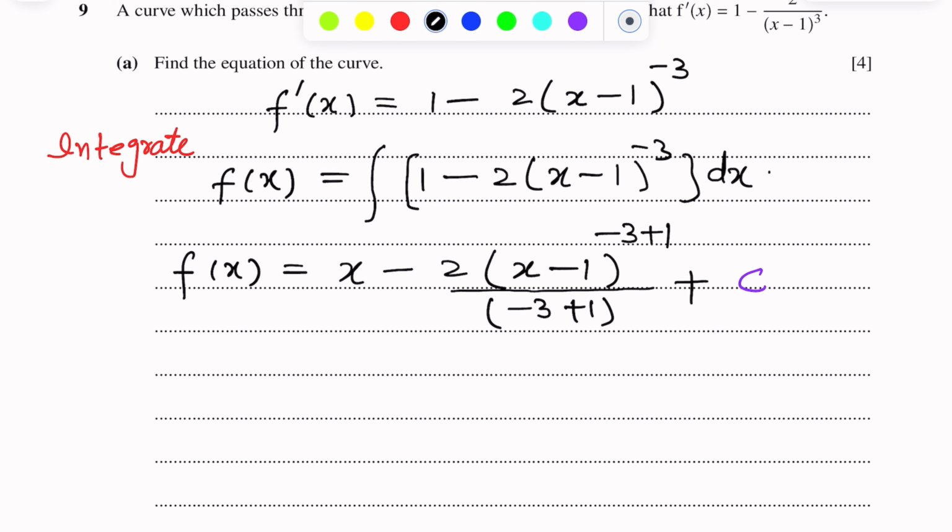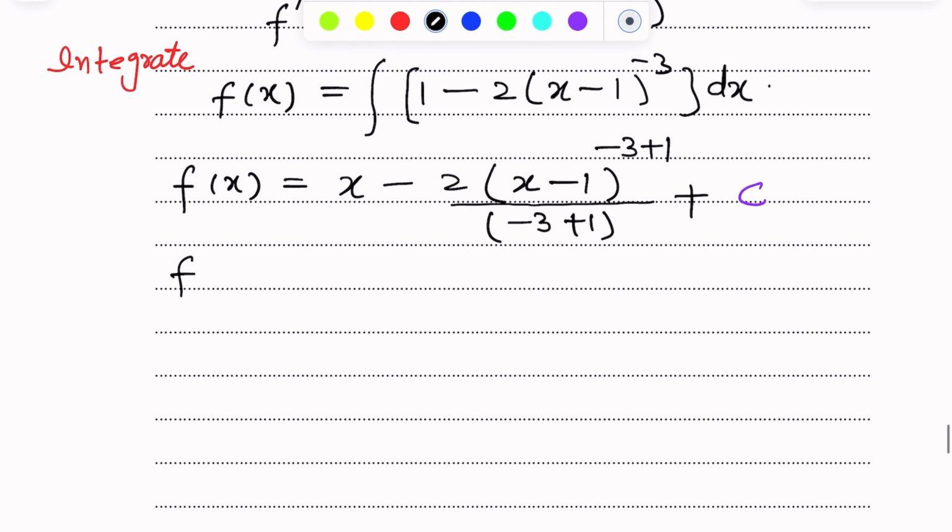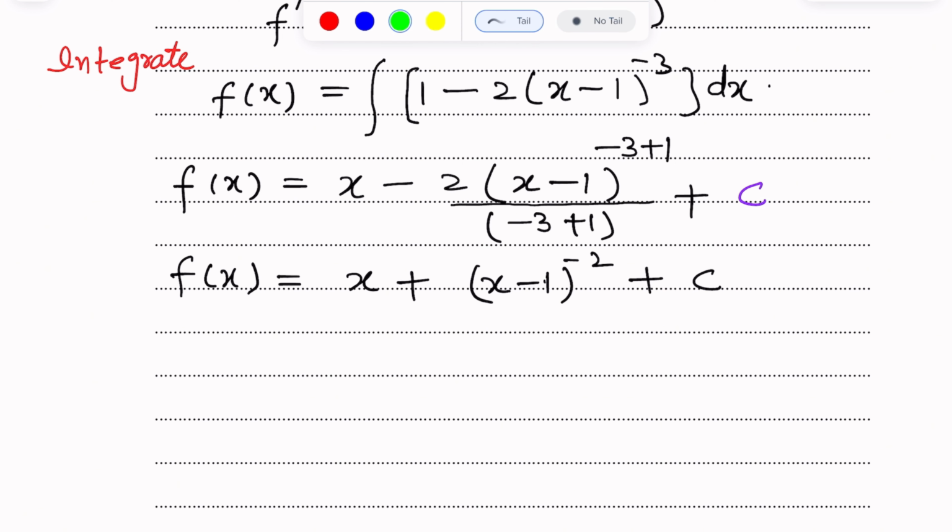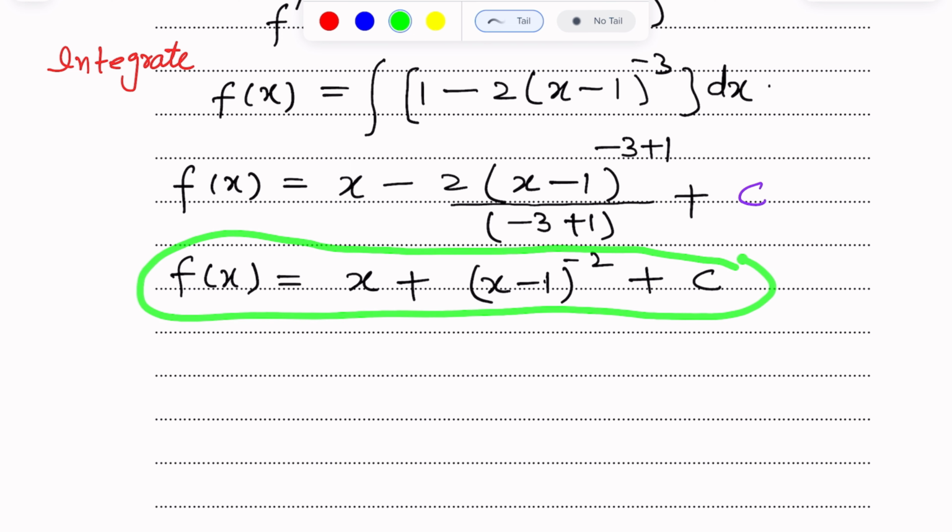Now we simplify it. f(x) is equal to x, minus 2 over minus 3 plus 1, which is minus 2. This cancels out, minus minus plus. So here we will write x plus (x minus 1) power negative 2 plus c. Now this is the equation of the curve.